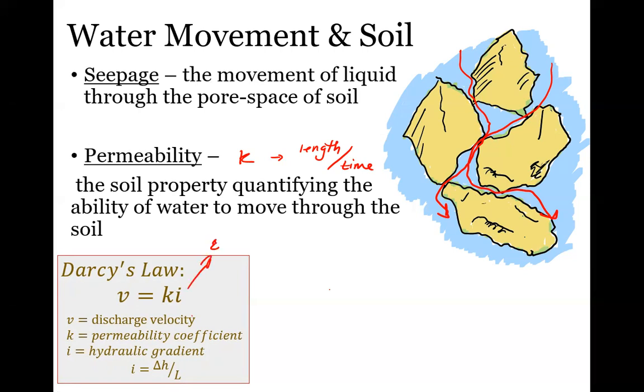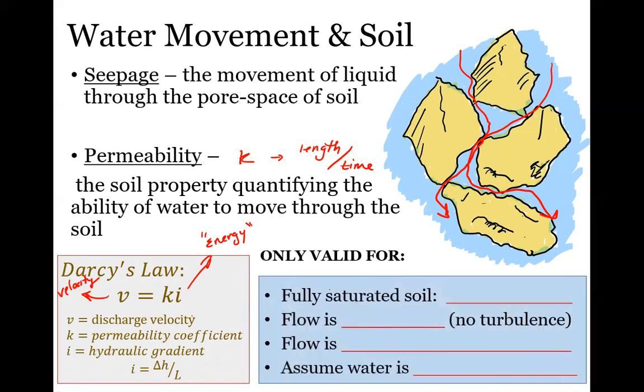Again, this is just energy. And then obviously we all know what velocity is. So physically, hopefully this makes sense: more energy, higher flow, higher velocity, but there's a term relating those two, and that's the permeability coefficient. This is only valid for certain cases.